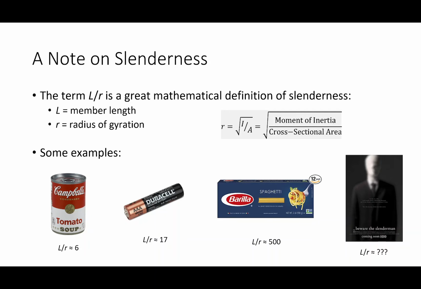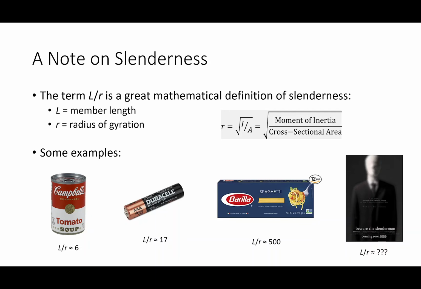Well, first off, you can look that up for any member, but you could also compute it by taking the moment of inertia and dividing it by the cross-sectional area. Okay? So what is the radius of gyration? It's really just a normalized moment of inertia. Remember, the moment of inertia is in inches to the fourth. So if you take inches to the fourth, divide it by an area, and then take the square root, you get an r value in inches.